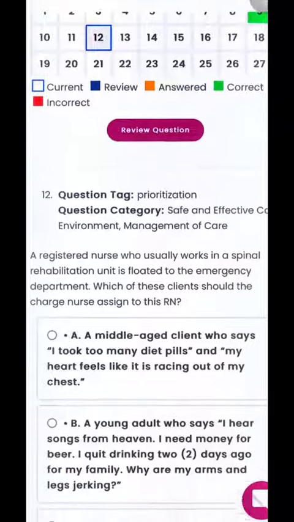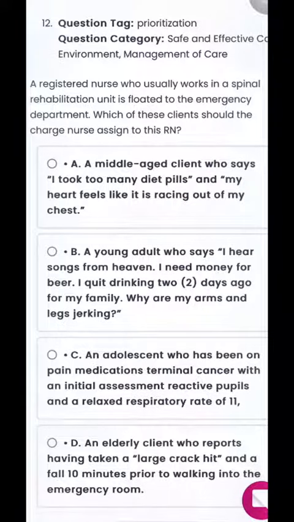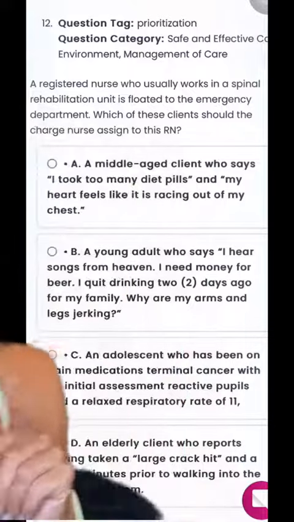So let's read the question together. We have a registered nurse who usually works in a spinal rehab unit and is floated to the ER. Which of these patients should the charge nurse assign to the RN? This is a prioritization question, management of care.